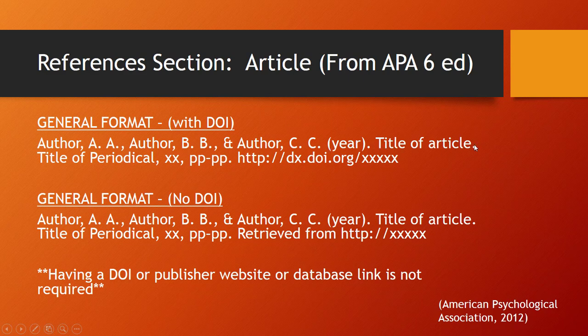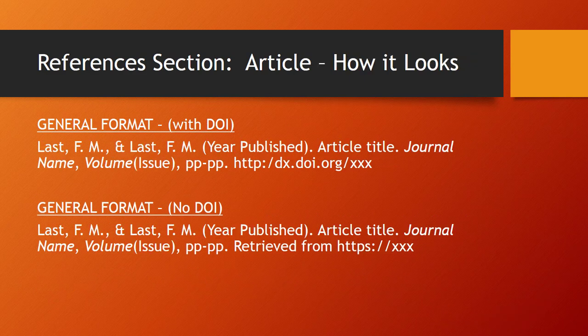Title of article, title of periodical, the volume information, page numbers, and a DOI if available. Or if there's no DOI, you can skip that or put the publisher website that you retrieved it from. And I just want to let you know that having a DOI or publisher website or database link is not required. So if you cite it from a database like EBSCO and there's no DOI or link to the database, that's okay. You can use that as your citation.